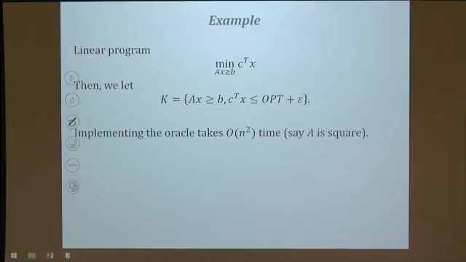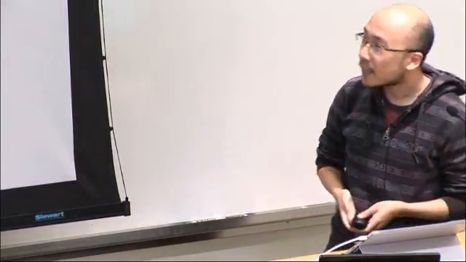Notice that checking whether a point is in K is very easy. You just compare Ax with b, and c transpose x. Whenever the point is not in K, that means there is one inequality it violates. Then you just output that inequality. That is a separating hyperplane. And assume A is a square matrix. Then implementing this oracle only takes order n squared time.